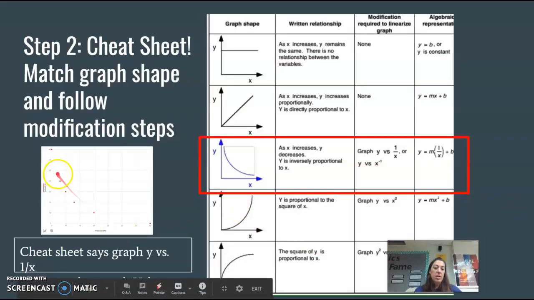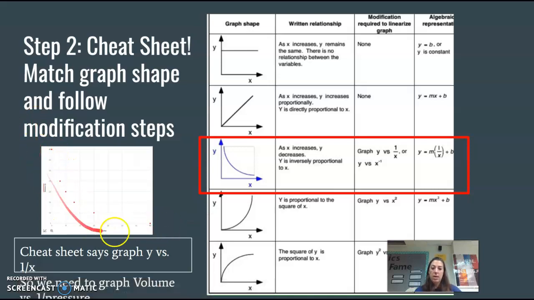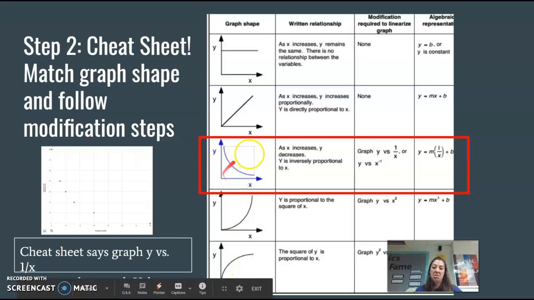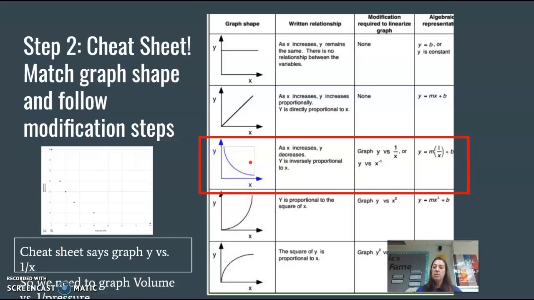We're going to look at our cheat sheet, and our original graph looks like this. We're going to match it to the relationship we find here. I say it looks like this inverse relationship. As Y increases, X decreases. As X increases, Y decreases. I think I said that right. What do we have to do to linearize the graph?